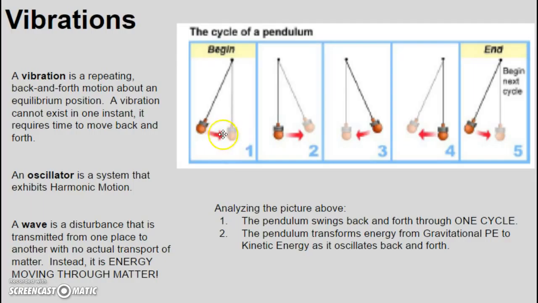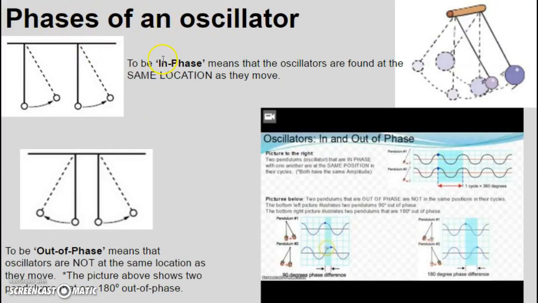So if we look at the pendulum in the picture, analyzing the picture, the pendulum swings back and forth through one cycle. The pendulum transforms energy from gravitational potential energy to kinetic energy as it oscillates back and forth. We're going to be using terms such as phases of an oscillator. To be in phase means that oscillators are found at the same location as they move. So these two in this picture would be considered in phase. But to be out of phase means that oscillators are not at the same location as they move. And the picture above shows two pendulums that are 180 degrees out of phase. So this video here that I'll load, you'll make sure you check out, is going to talk you through in phase and out of phase.